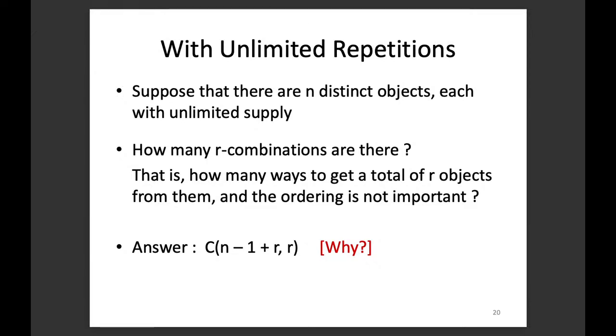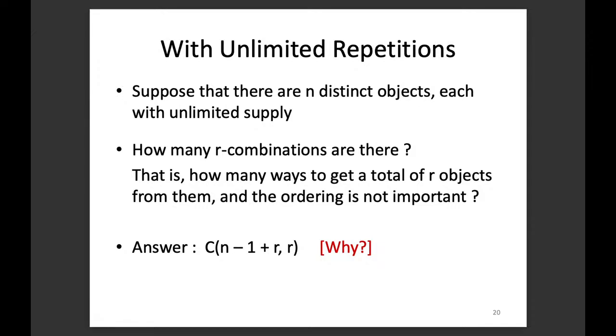Okay, this time we have a different problem. So previously we talked about there are different types of objects with unlimited supply, and then we are talking about how many ways can we do the arrangement. But now we changed the setting a little bit. We still have n types of objects, each with unlimited supply, but then we are asking how many combinations are there. So we do not require the ordering to be important.